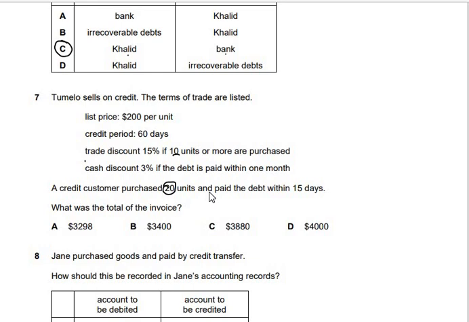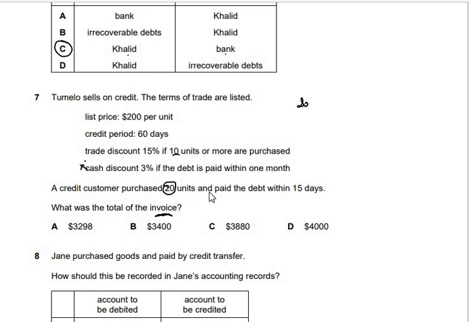What was the total on the invoice? Remember, on the invoice we don't deduct the cash discount because the payment has not yet been made. We take the amount minus the trade discount. Remember, a trade discount is the one which is deducted on the invoice because it's given to a customer who purchased in large quantity.